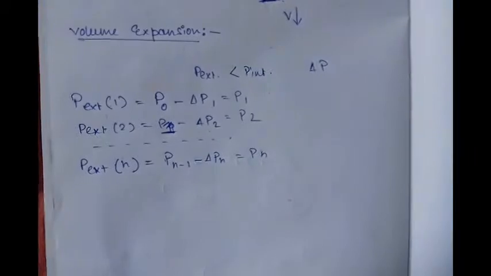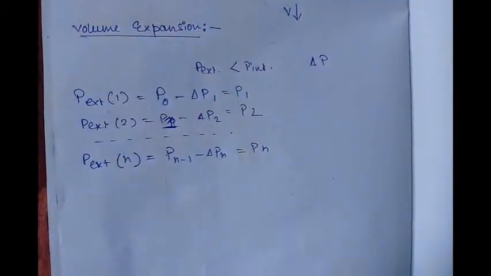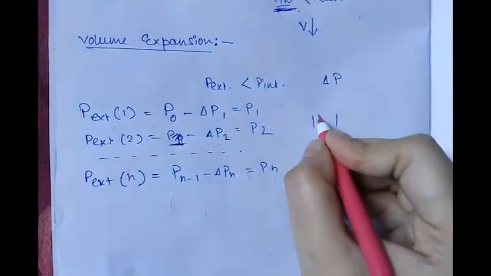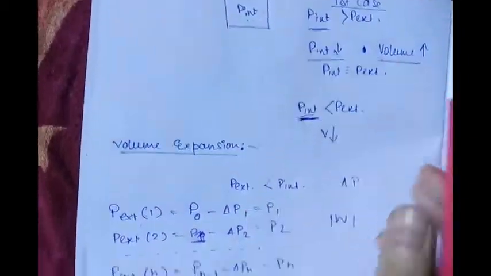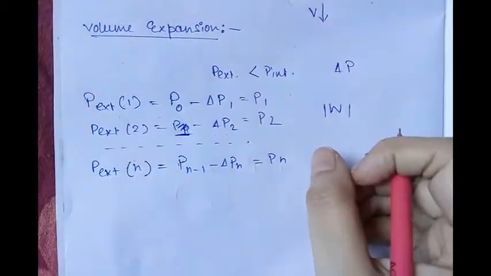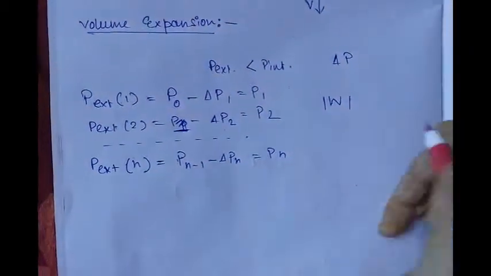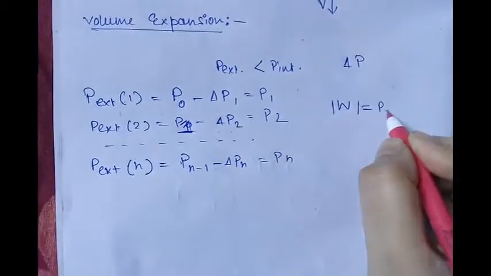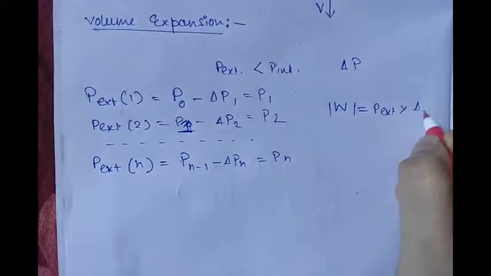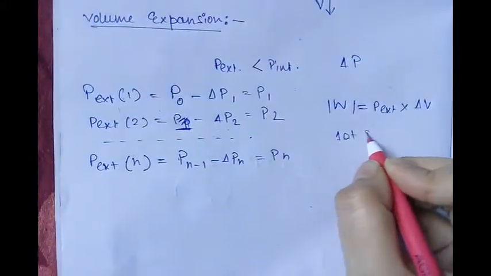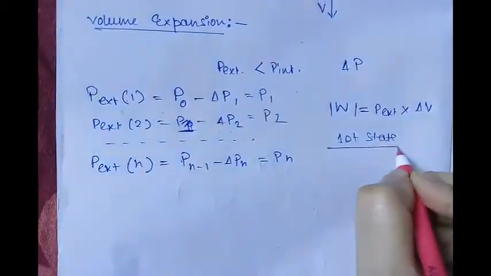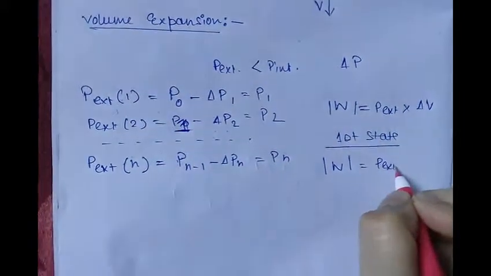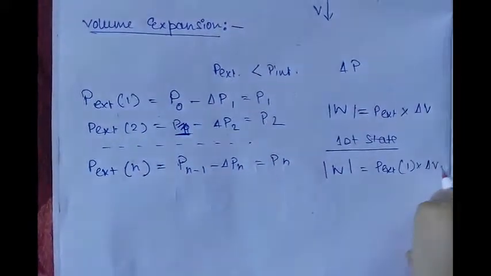Now as we know, work done, mod of work done, as there was a negative value in work done, so we take the mod value, and mod of work done is equal to P external into delta V. For the first state, mod W equals P external 1 into delta V1.